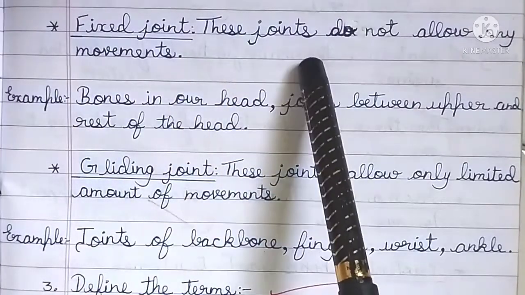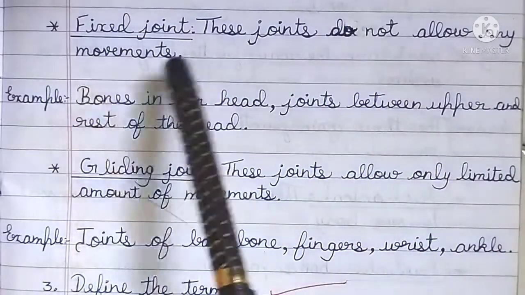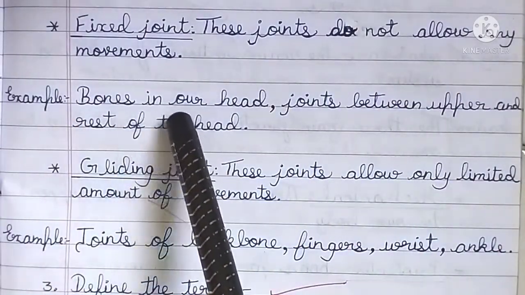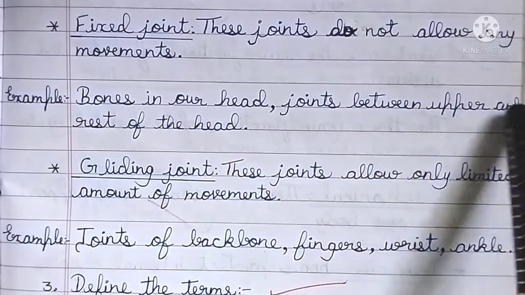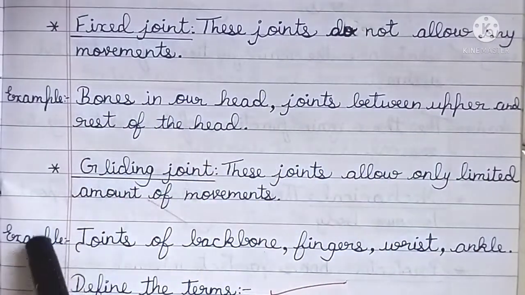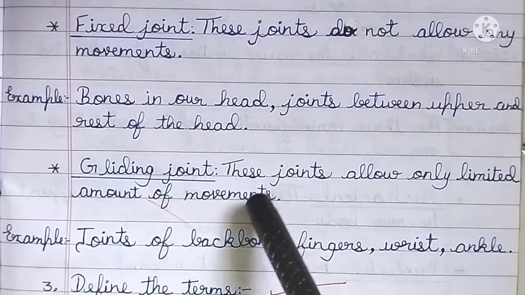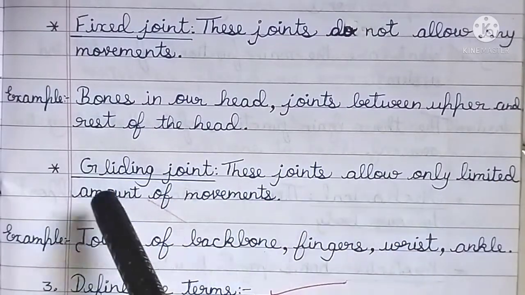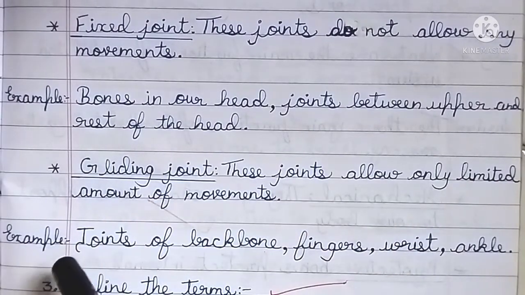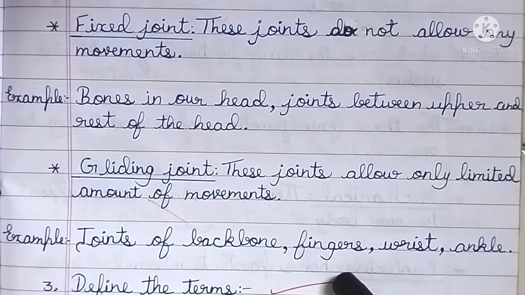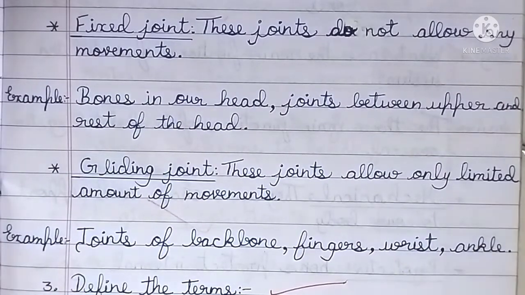Fixed joints. These joints do not allow any movements. Examples, bones in our head, joints between the upper jaw and the rest of the head. Gliding joints. These joints allow only a limited amount of movement. Example, joints of backbone, fingers, wrists, ankle.